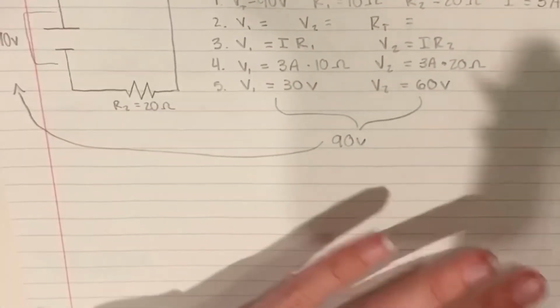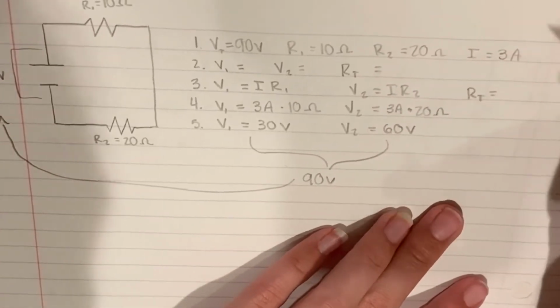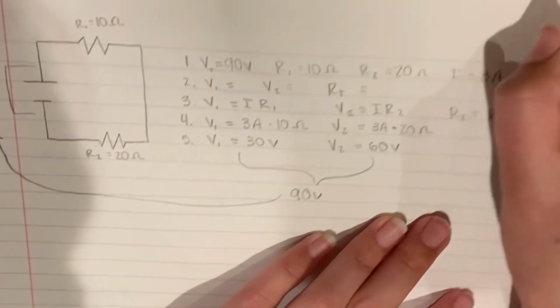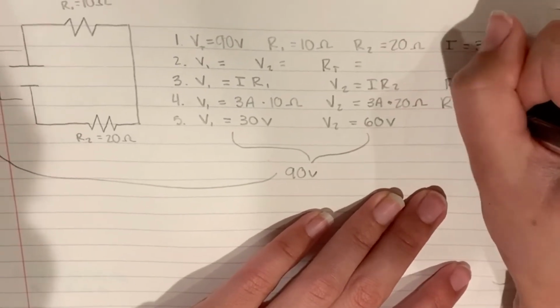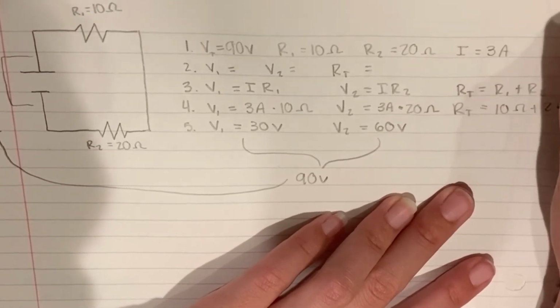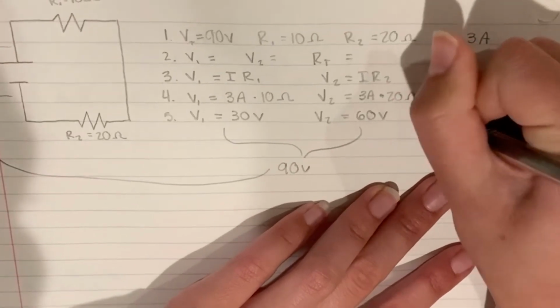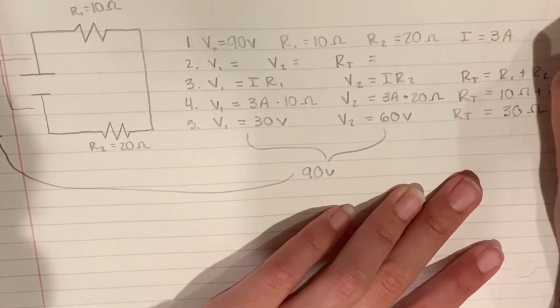Finally, we're going to solve for the total resistance. In a series circuit, you just add R1 and R2. So you'd have 10 ohms plus 20 ohms. So the total resistance is 30 ohms.